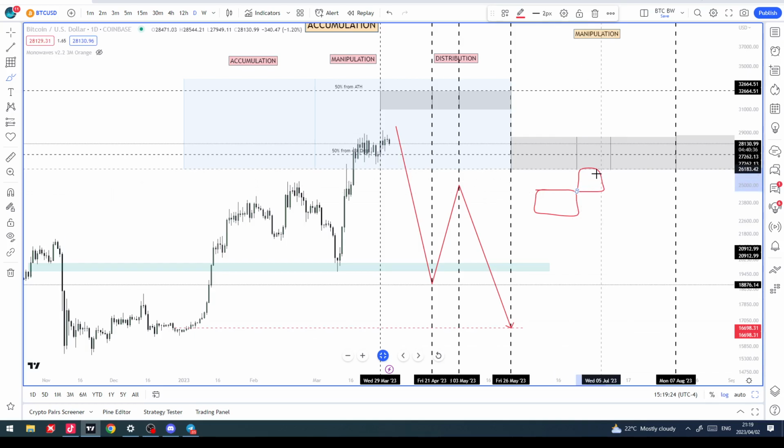The manipulation phase here would run the range either above it or below it, and then distribution, depending on what happens, would go like that, right? So range, run the range, distribute. So this is one form of it. The other form you guys know is the range is this way. We run the low of the range and we distribute upwards.